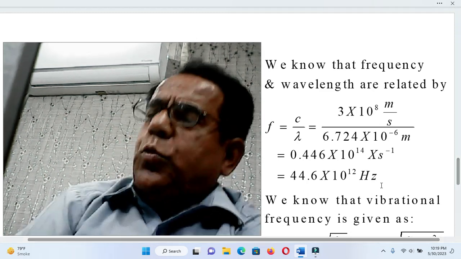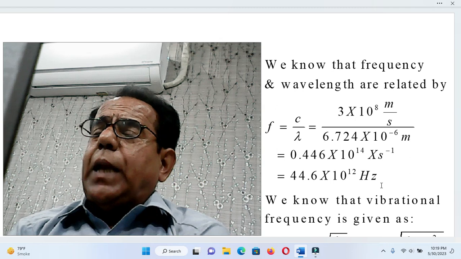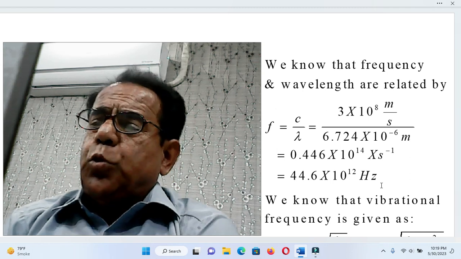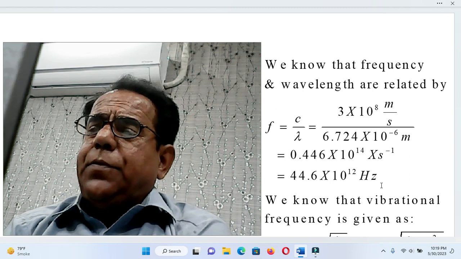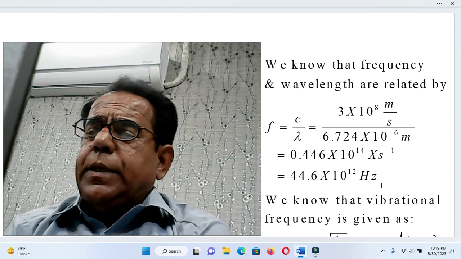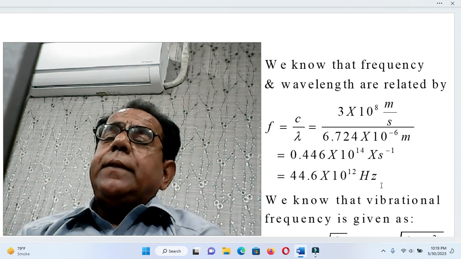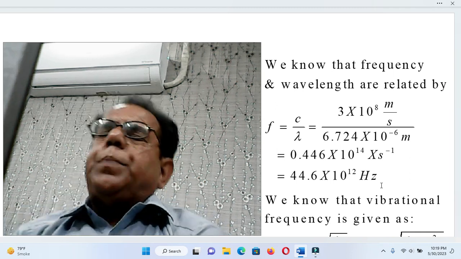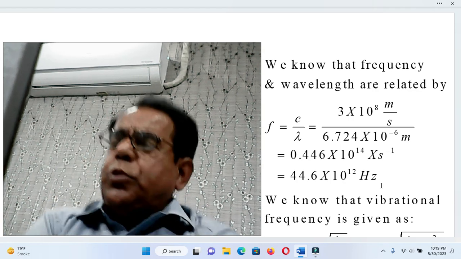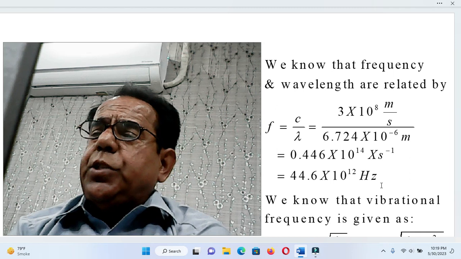We know that frequency and wavelength are related by the expression small f is equal to c over lambda. That is, frequency and wavelength are inversely proportional to each other, and this inverse proportionality is transformed into equality by using a constant, which is the speed of light c, that is 2.998 into 10 raised to the power 8 meter per second, and we usually take this value as 3.00 into 10 raised to the power 8 meter per second.